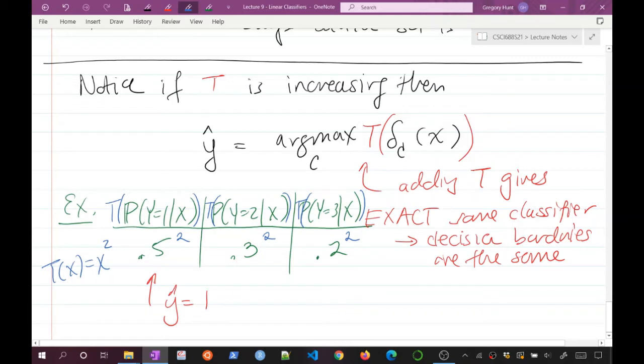So if you thought about maximum likelihood estimators, we work with either the likelihood or the log of the likelihood. Taking the log of the likelihood didn't change our answer. But you can do this arbitrary transformation, and it's not going to change my answer.